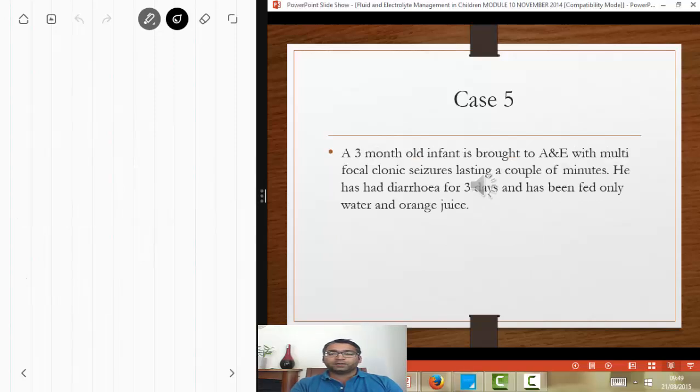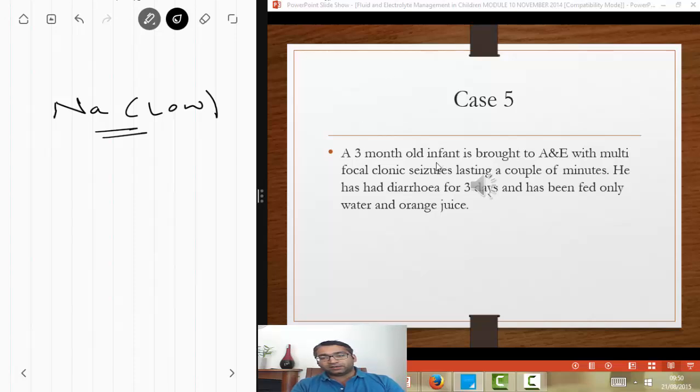Let's look at another example. A 3-month-old infant is brought to A&E with focal seizures lasting a couple of minutes. He had diarrhea for 3 days and he was mainly being given water and orange juice. So this is quite not a common one, but you see this once or twice a year. So this is very likely to be due to low sodium. So the seizures are likely to be due to low sodium because the child's being mainly rehydrated with water and juice, which is probably low in sodium.